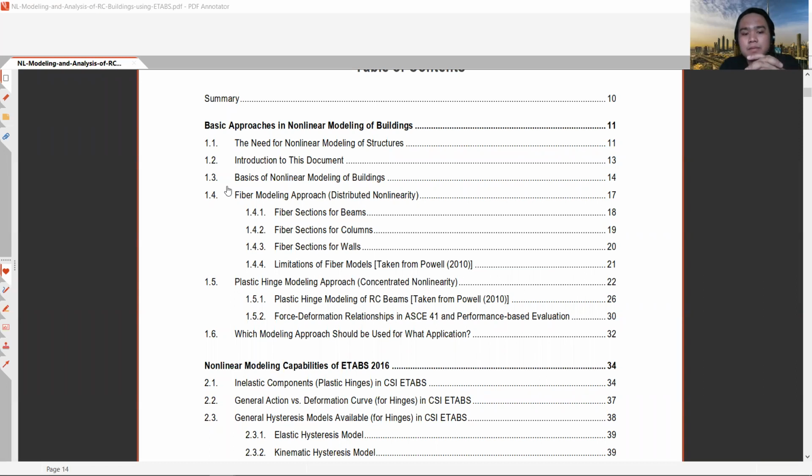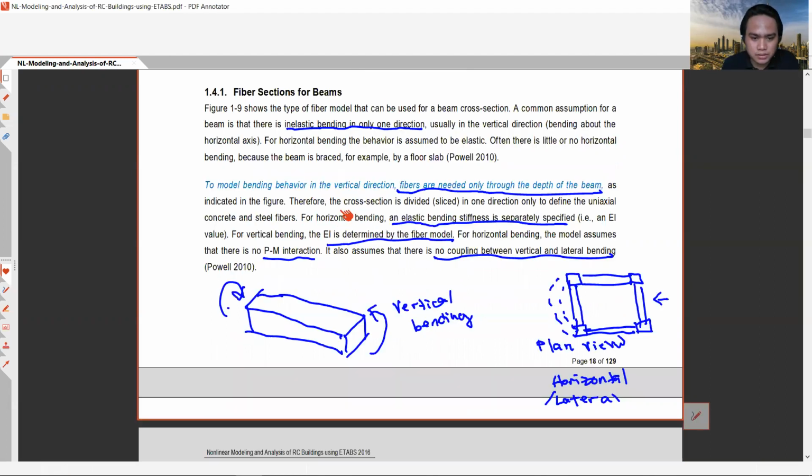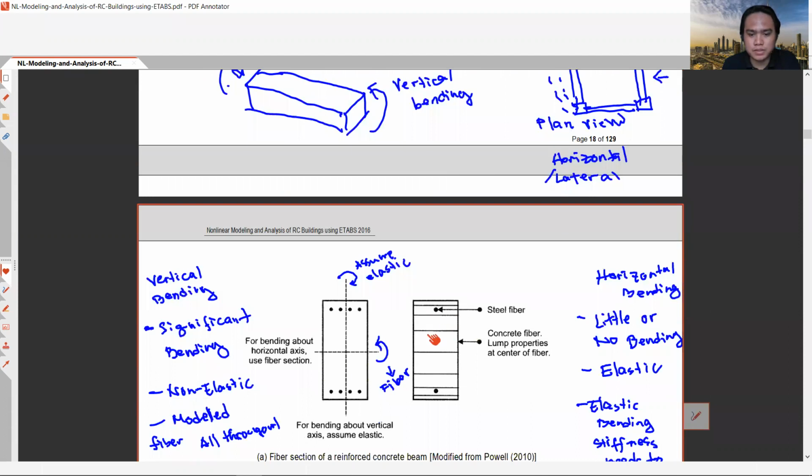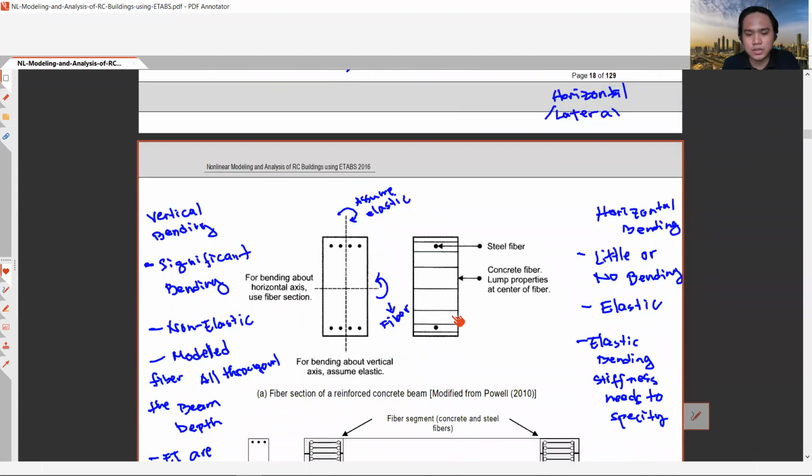Okay, so for the fiber section for the beams is the bending about the vertical direction or bending about the horizontal axis. Okay, so no bending in the horizontal direction since nakakabit daw siya sa slab and medyo rigid yung deformation doon. Okay. So the fiber section for the beams are this one. So take note that the fiber sections are parallel to the bending axis, okay?